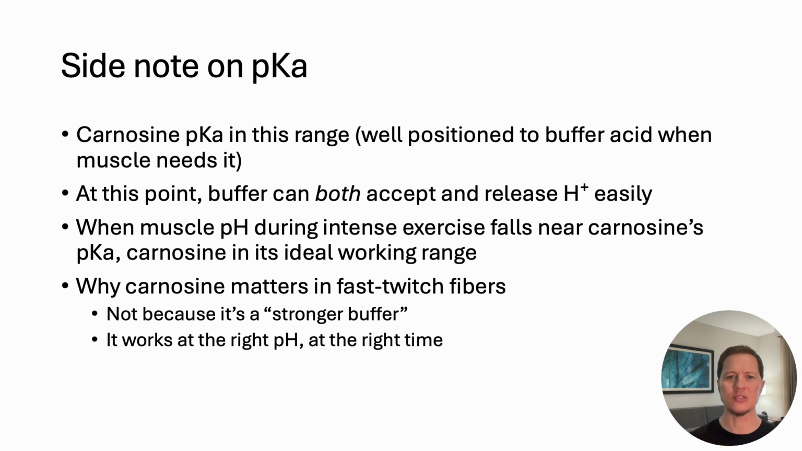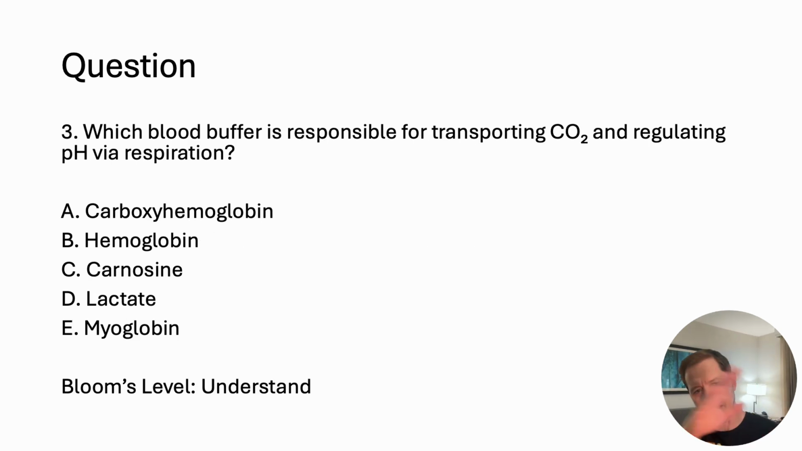Basically, at that point in exercise, that buffer can both accept and release hydrogen ions very easily because it's right at that pKa, which is why the buffering works very well. So when muscle pH during intense exercise falls down near carnosine's pKa, carnosine is in its ideal working range, which is why carnosine matters in fast twitch muscle fibers, because it's working at the right pH at the right time. All right, back on track.